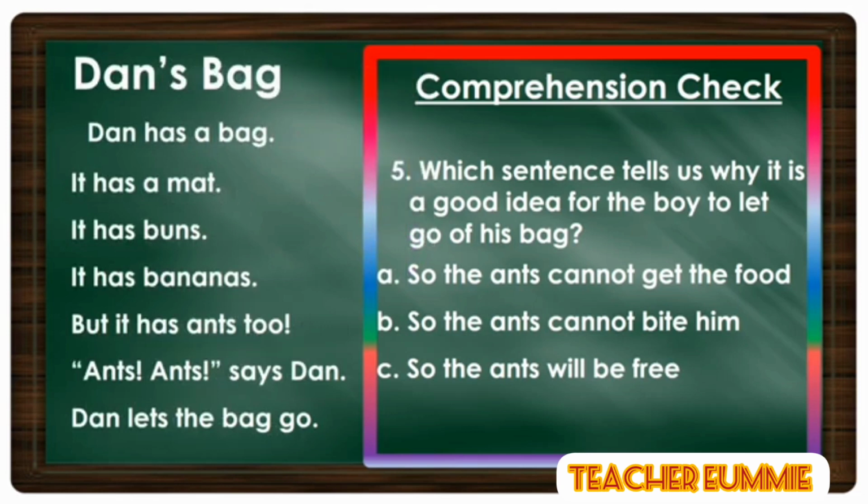Number 5. Which sentence tells us why it is a good idea for the boy to let go of his bag? Is it A, so the ants cannot get the food, B, so the ants cannot bite him, or C, so the ants will be free? Okay, very good. Letter B, so that the ants cannot bite him.